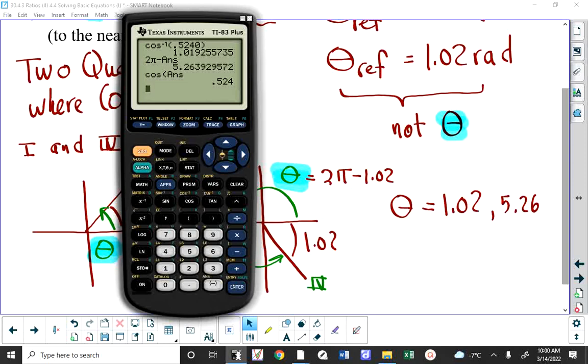I mean, you can't expect to get 0.524 if you take the cosine of our rounded answer. That's not going to give you exactly 0.524. Pretty far off, actually. But we're asked to round, I believe, to the nearest hundredth. Any questions with the first example, A?